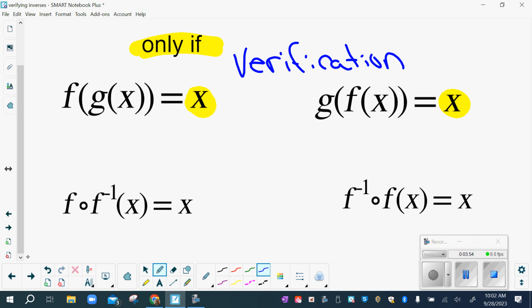Because we're just going to plug one in for the other, see if we get x, do it the other way, see if we get x, and then we're done with the problem. And you have 6 of these to do tonight, right? So they're not bad. Are we ready to rock and roll? Ready to try this? Okay, yes. Yeah, yes.